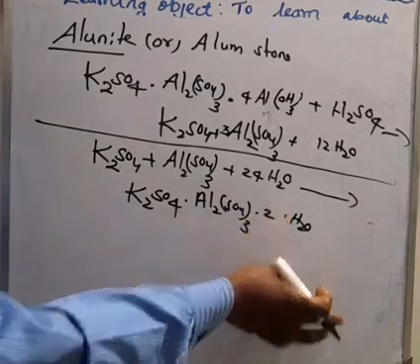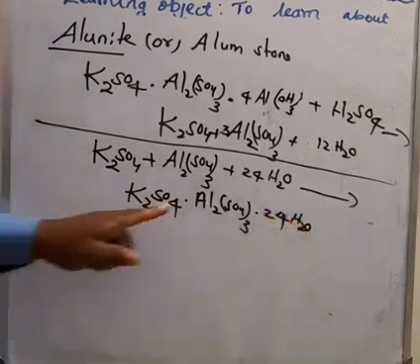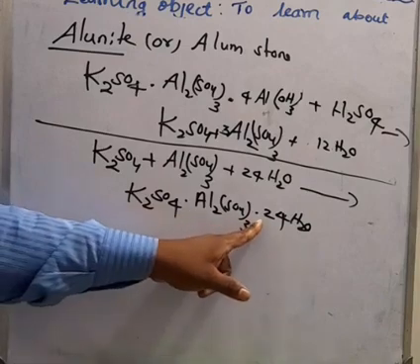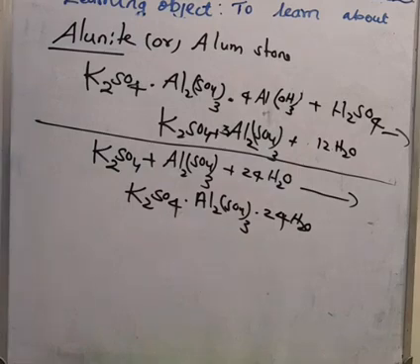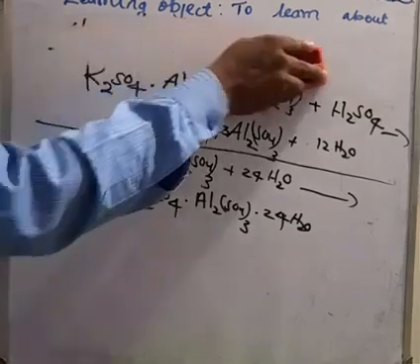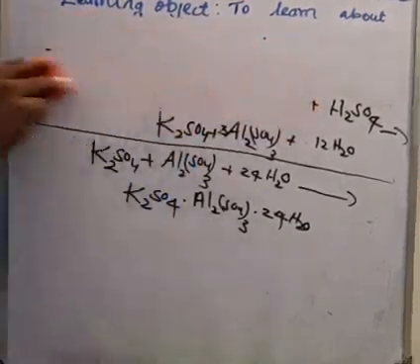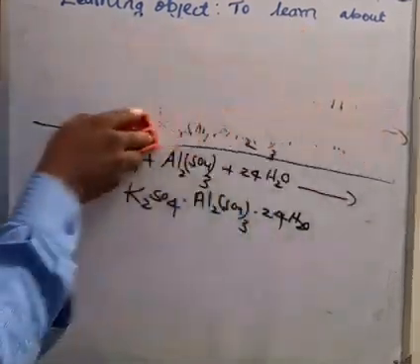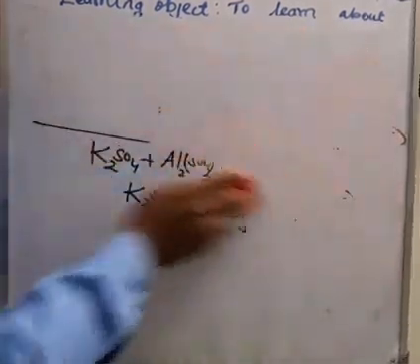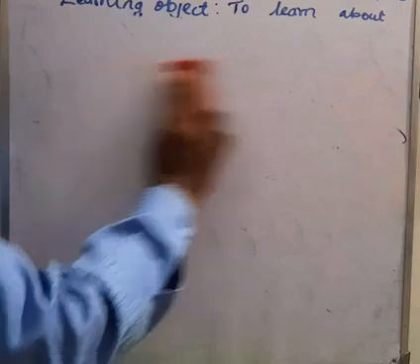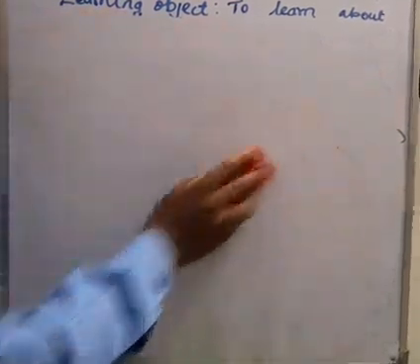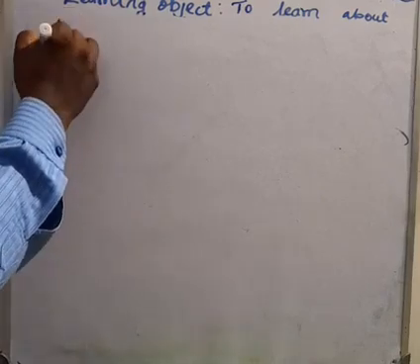Here the product you have to write: K2SO4 dot Al2(SO4)3 dot 24H2O. This is what? Potash alum. Can you understand? On the reactant side they mention a plus; on the product side we have to mention a dot. Potash alum: potassium sulfate dot aluminum sulfate dot 24H2O. That is the formula for what? Alum.